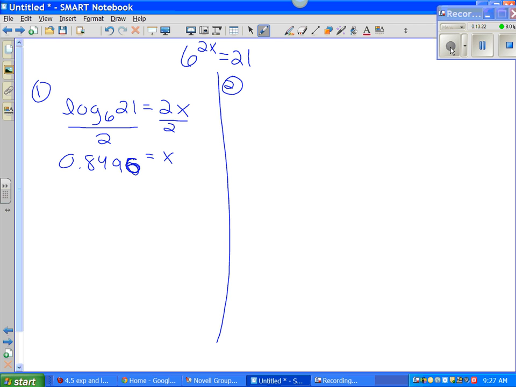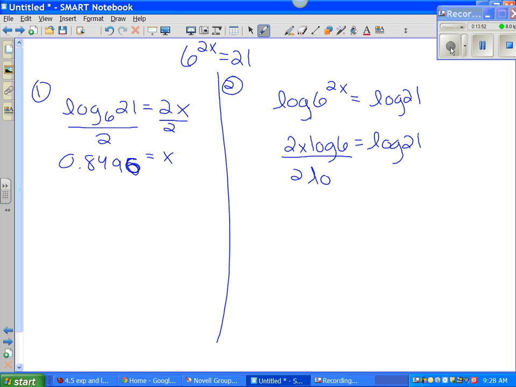Okay. Other side. Who wants to walk me through this one? Tell me. No. Log of 6 to the 2x. Nope, no base here. Base is 10. Good. Good. Bring that 2x out. Okay. Good. Divide both sides by 2 times log of 6. 0.8496 when we round it.